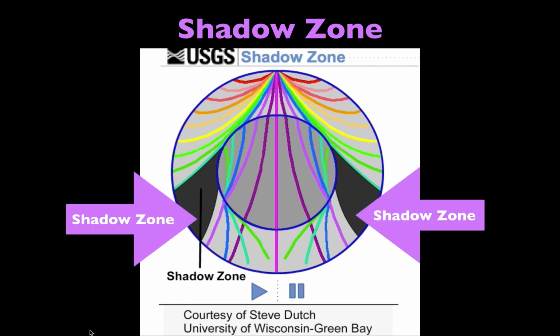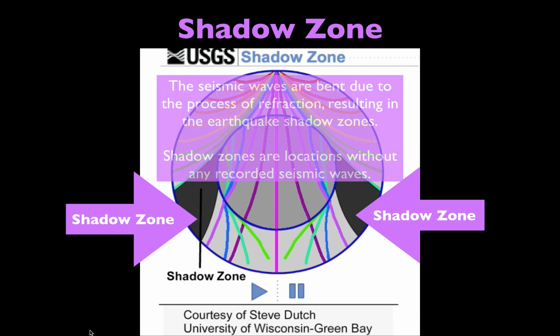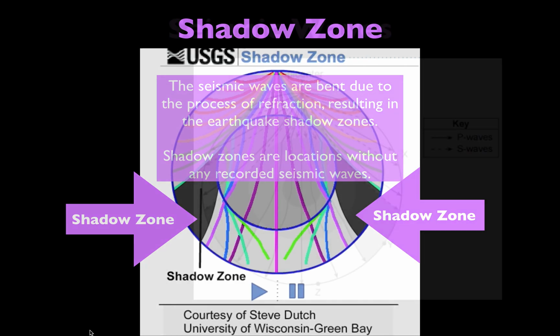You'll notice that as the seismic waves were traveling across the Earth, some of the waves started to bend. The bending of waves is a process called refraction, and this results in the earthquake shadow zones. So on any given earthquake, there's always going to be locations that do not receive any seismic waves at all, and we call those shadow zones.